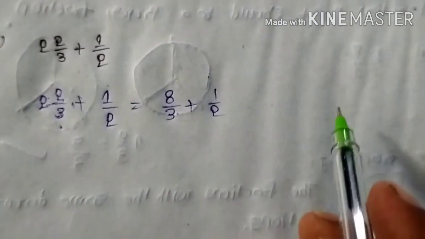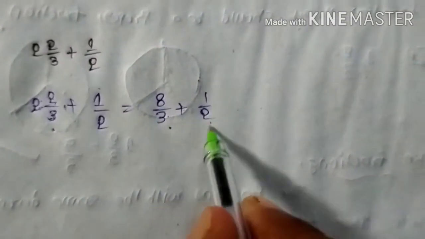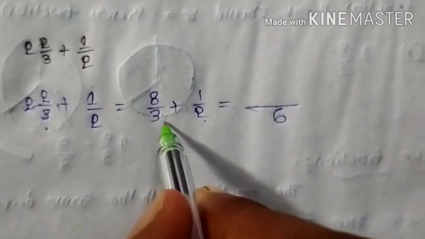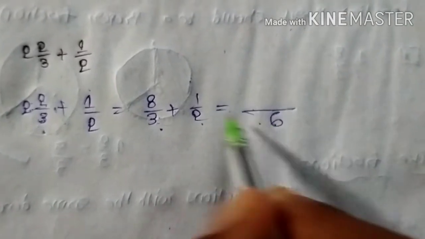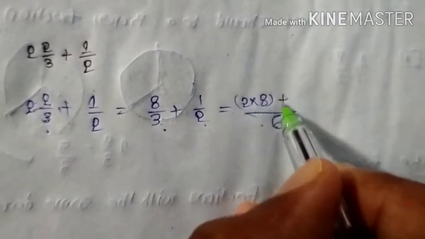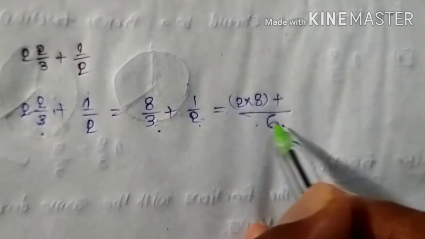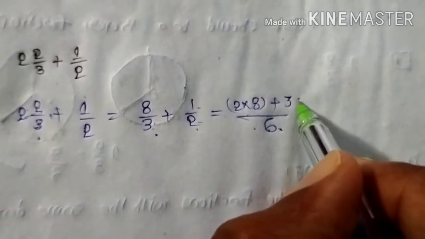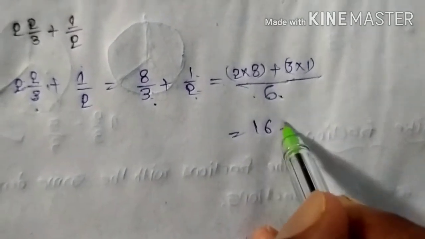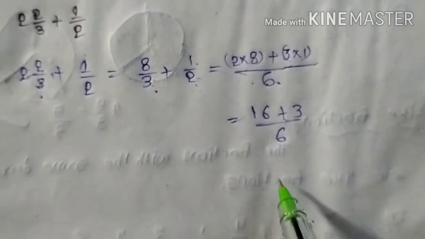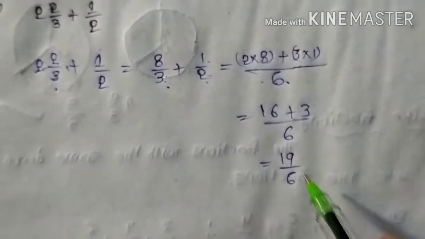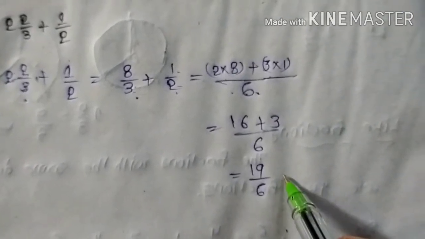Is it okay? Now next you find the LCM of 3 and 2. You know that the LCM of 3 and 2 is 6. Yes or no? Yes. Now you divide, 3 2 ja 6, or not. That is 2 into 8 plus 2 3 ja 6, or not. That means you multiply 3 1 ja 3. 2 8 ja 16, 3 1 ja 3 by 6. That means 16 plus 3 is how much? 19. 19 by 6.